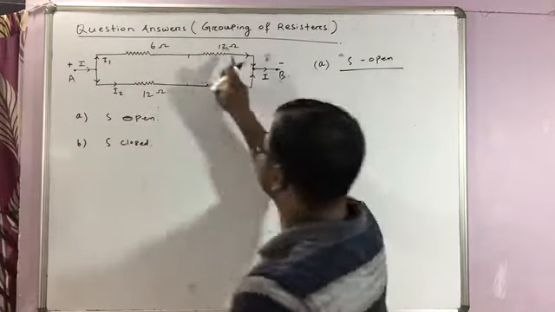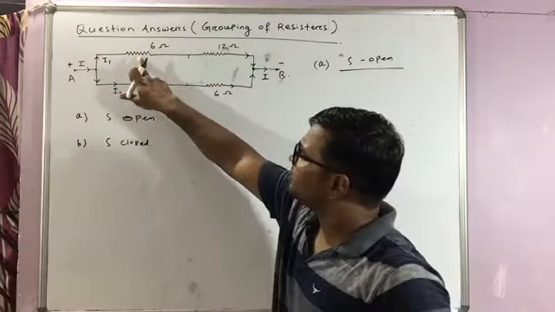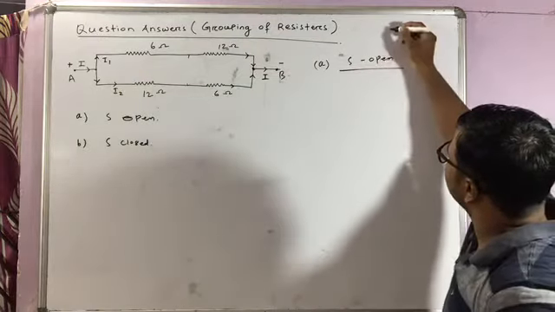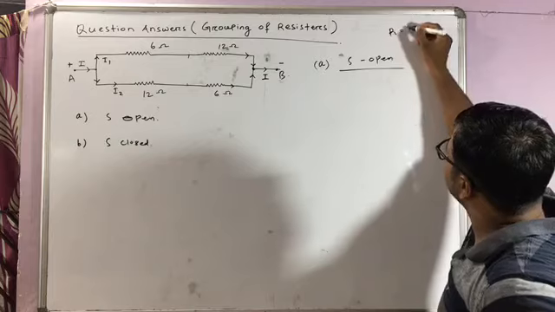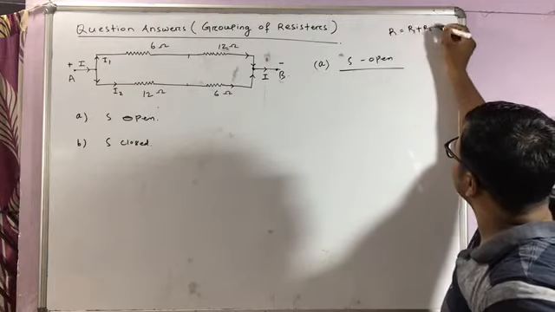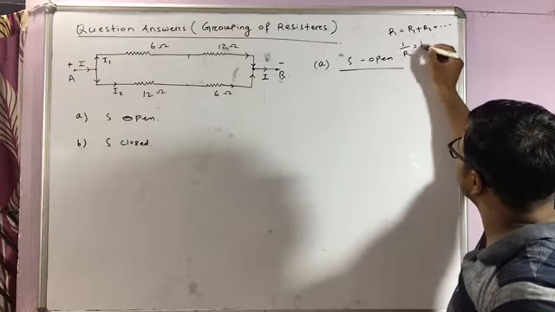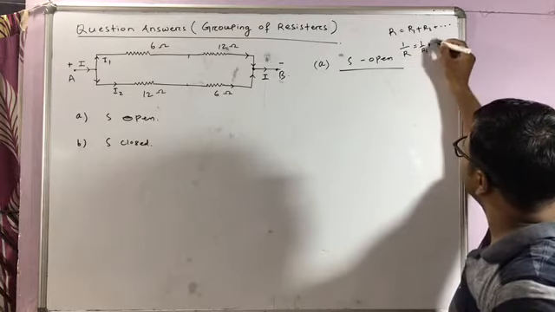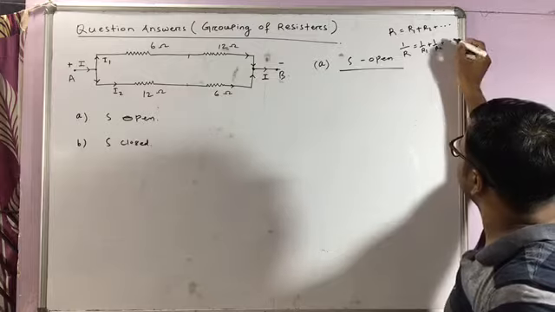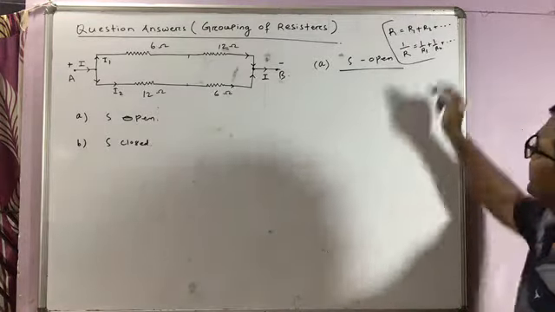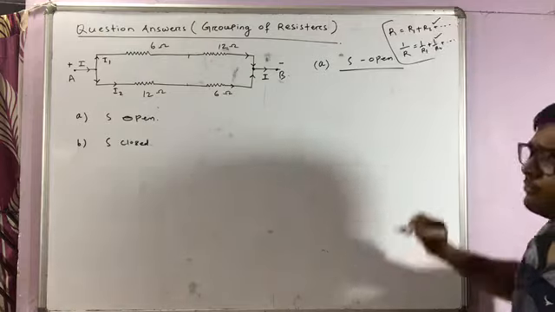So in this case, series means what? Net resistance will be R1 plus R2. So you can write this formula for series. R is equal to R1 plus R2 like this. And for parallel, 1 by R is equal to 1 by R1 plus 1 by R2 plus like this. So you remember these 2 formulas only. This is your series formula. This is your parallel formula.